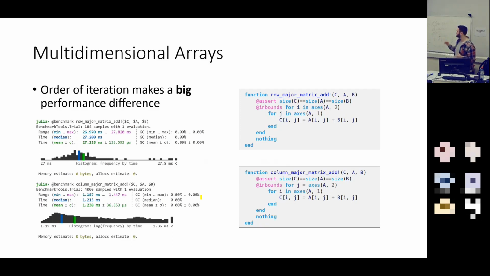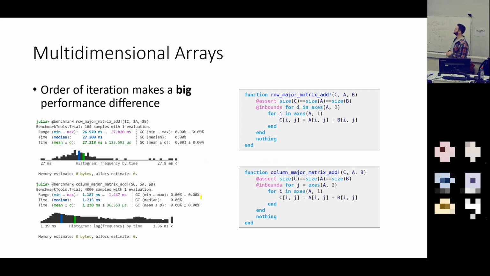Yet on this sort of input size I've chosen, it takes about 27 milliseconds for the row major one to execute, but it takes like 1 millisecond for the column major one. So there's a difference of around 25 to 30 times if you're indexing the array the wrong way.